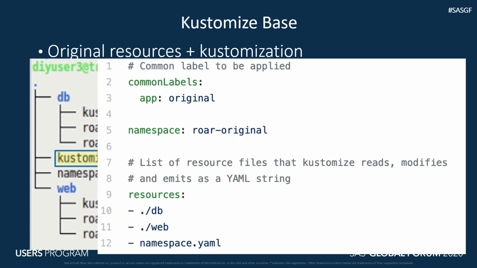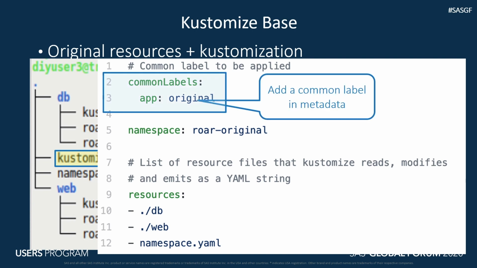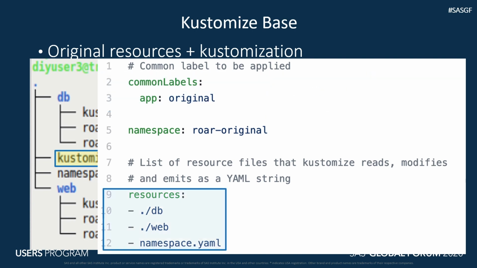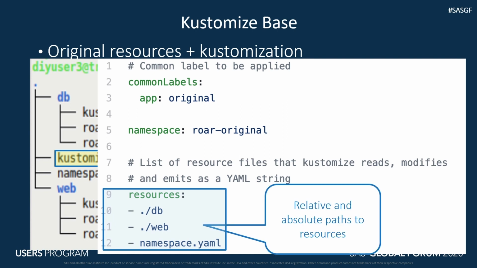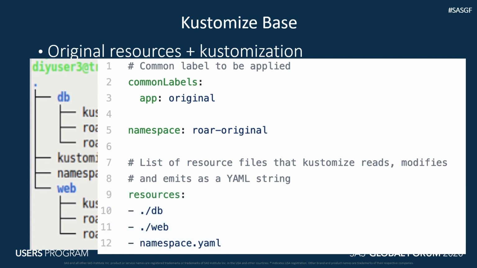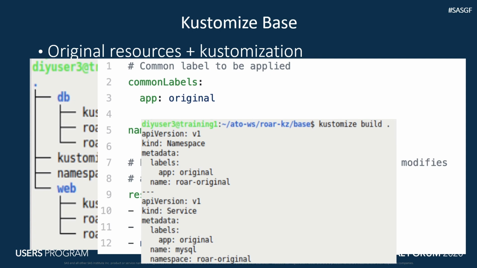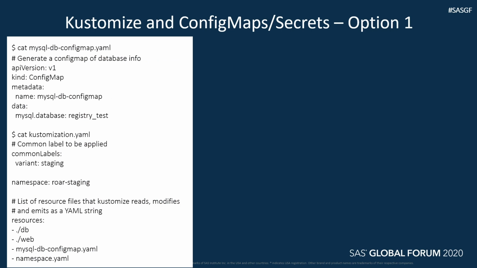Customization YAML at the top level then sets some common labels, also includes the resources that we have, the lower level directories in there. So add a common label in the metadata, and we have the resources that we include, relative and absolute path out there to them. Do customized build, we'll get the expected things out there from just running through those directories, pulling in the resources, applying any kind of customizations that we have in customization YAML.